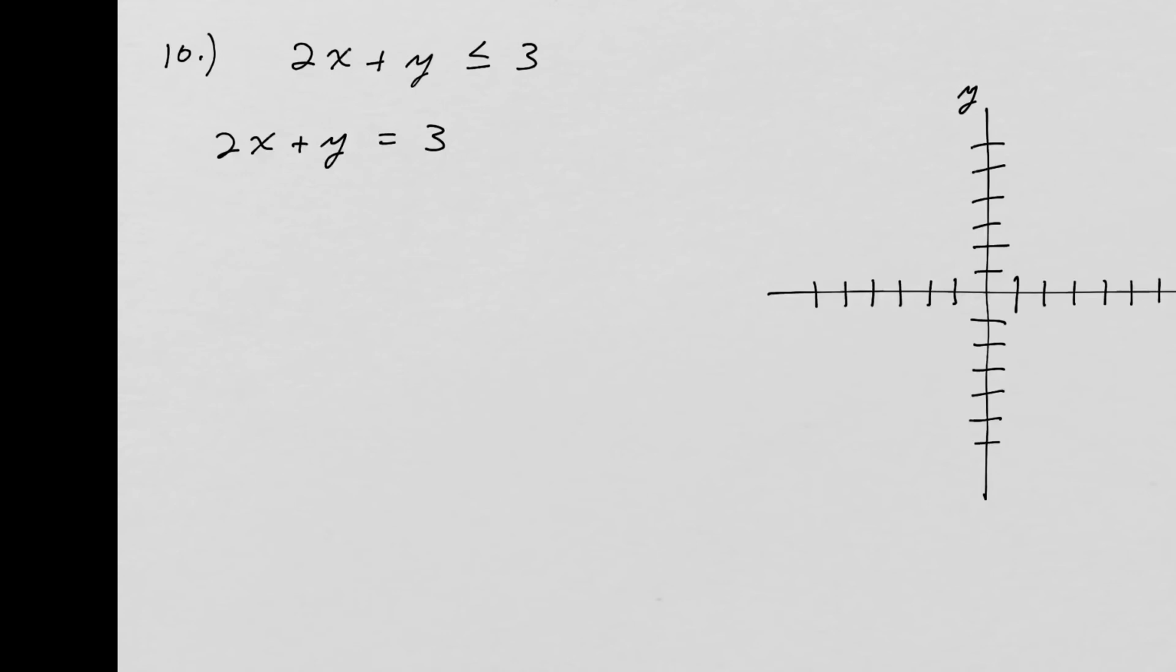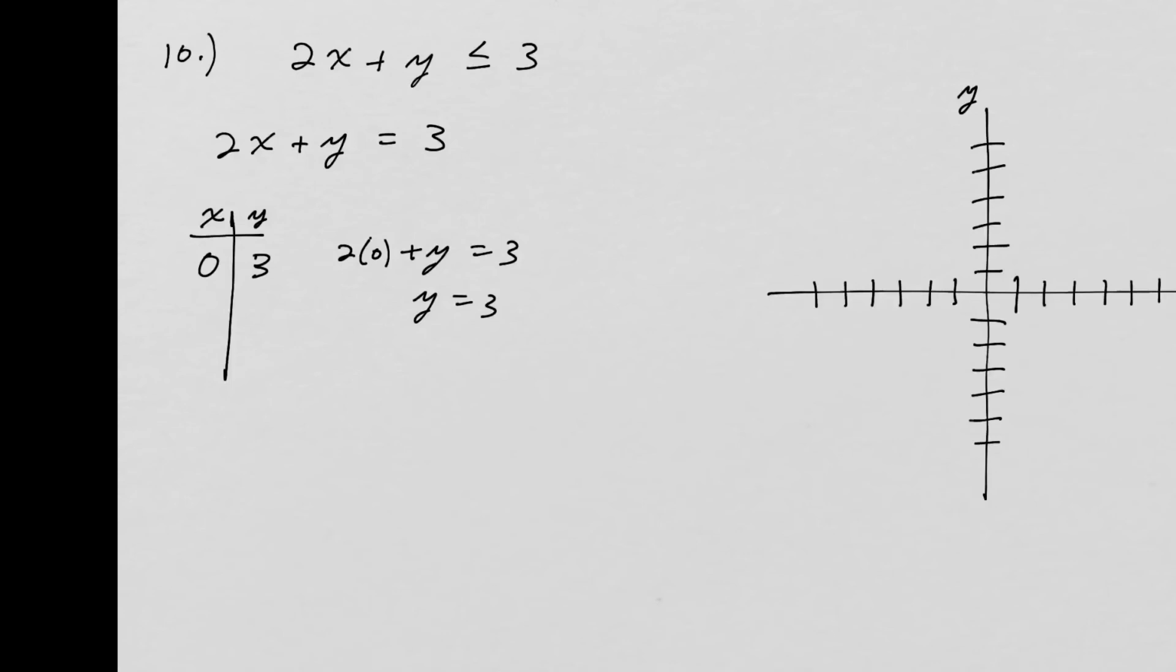Well, we can make a little table. And we'll just pick some easy values to plug in. So x, let's say x is 0, right? That's easy to plug in. So we have 2 times 0 plus y is equal to 3. Well, the 2 times 0 is just 0, so this is just y is equal to 3. So when x is 0, y is 3.